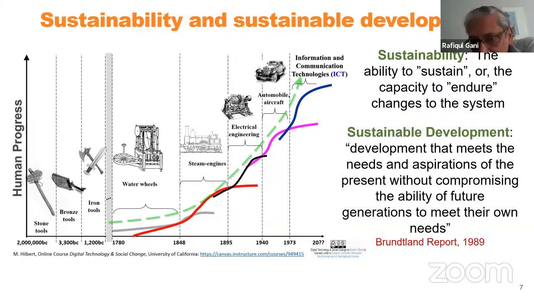But for sustainable development, I like this definition given by the Brundtland report from the United Nations in 1989: development that meets the needs and aspirations of the present without compromising the ability of future generations to meet their own needs. It's a very good definition, but the big question mark is, are we actually doing this? And I would say that if we look at many of the actions, not just individual, but of countries, of regions, they're not really following that.